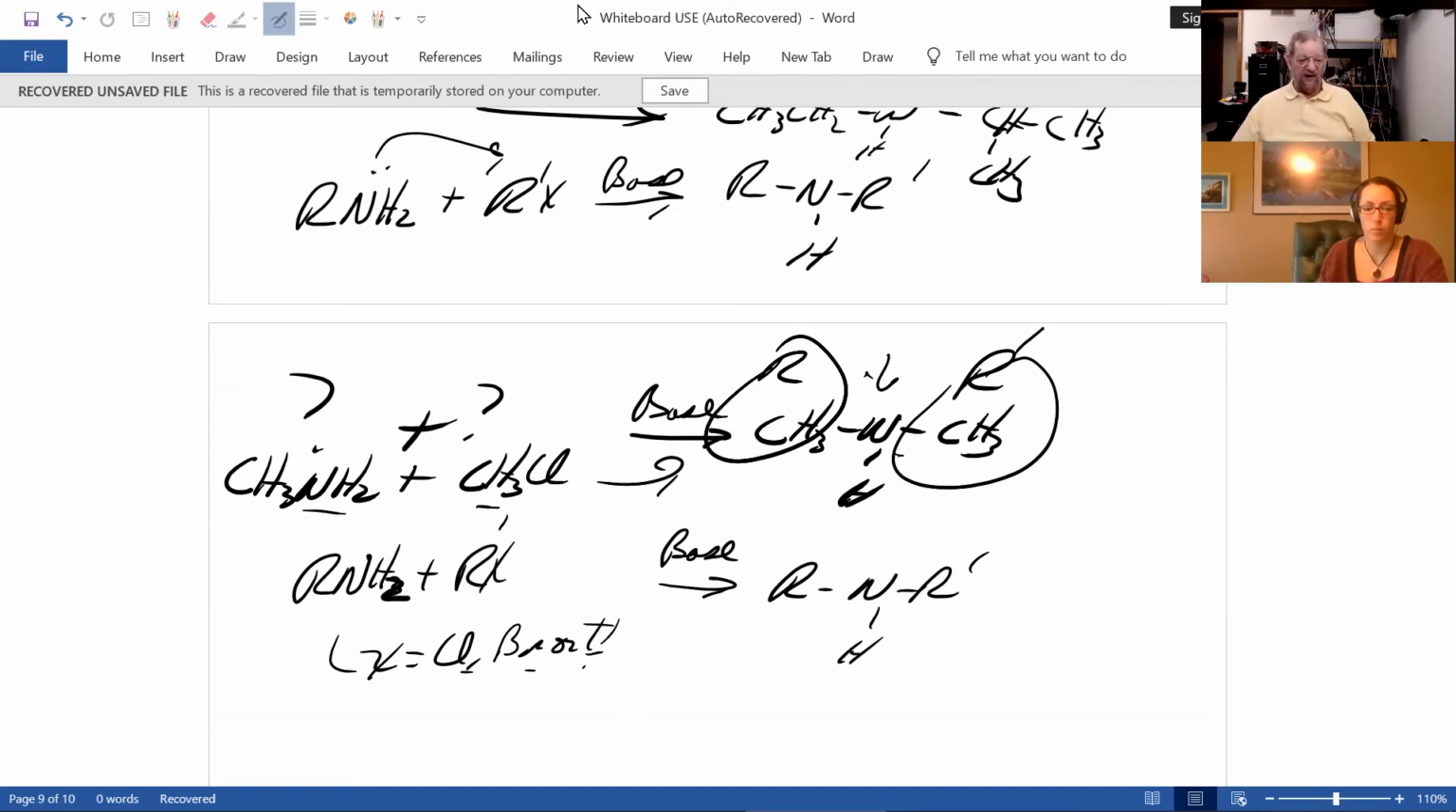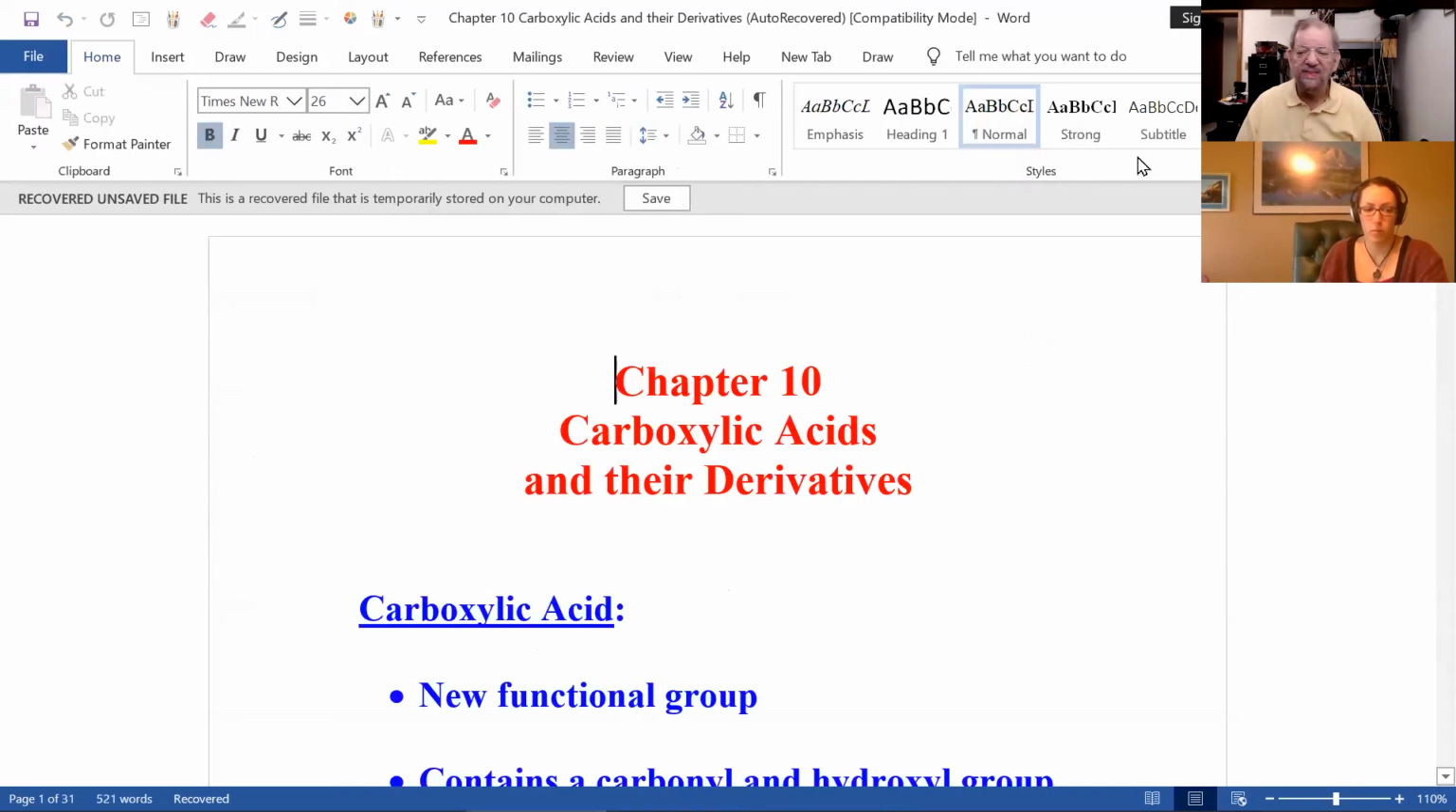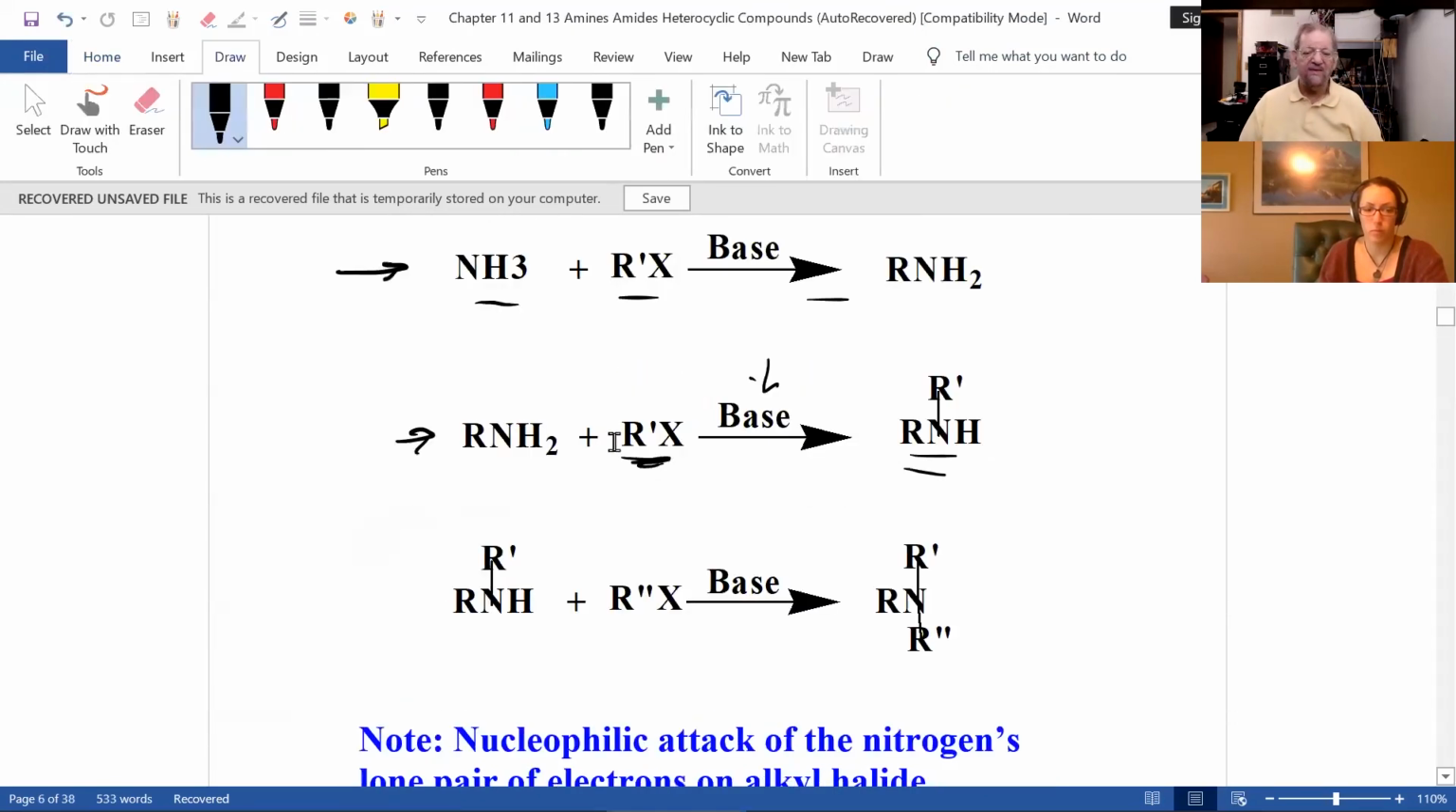Now, if you notice what happened here, I usually don't draw it in, the non-bonding electrons attack the carbon with the halogen. Well, in a secondary amine, we still have non-bonding electrons. And guess what? They can attack, right one. And if you have a secondary amine reacted with an alkyl halide and base, you'll make a tertiary amine.